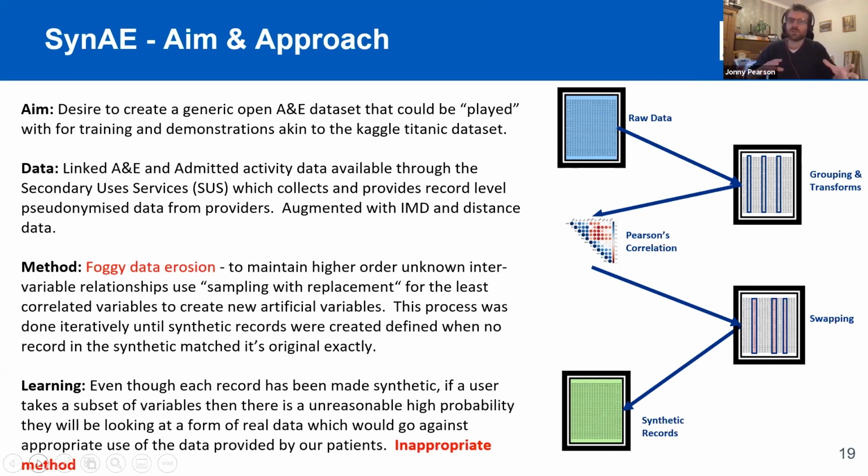And then we took the variable which was having the least impact on other variables according to various correlation metrics, such as Pearson's correlation. We took that variable, used sampling with replacement to replace it, and then we investigated what we had done to the data set, and if we had changed every record in some way, and if we could identify any of the original records. We then did an iterative process where we changed multiple variables until we had eroded the data enough to make it appropriate.